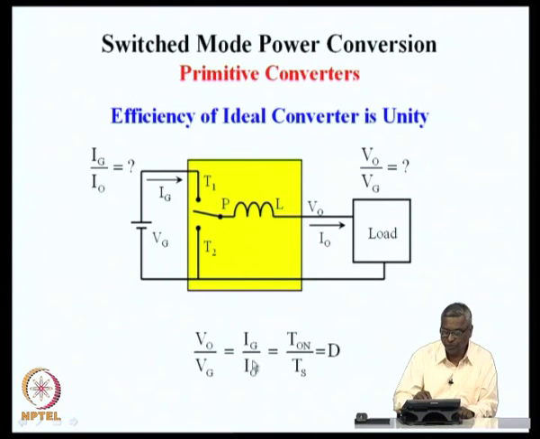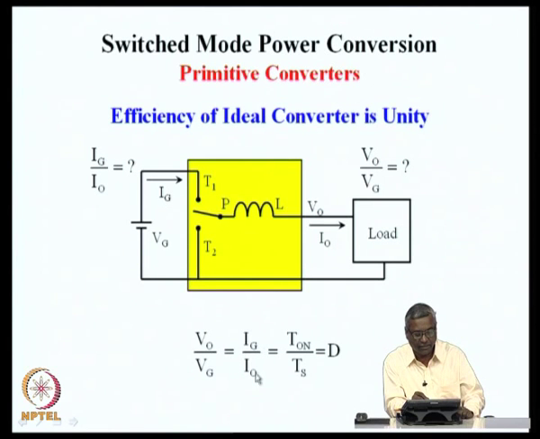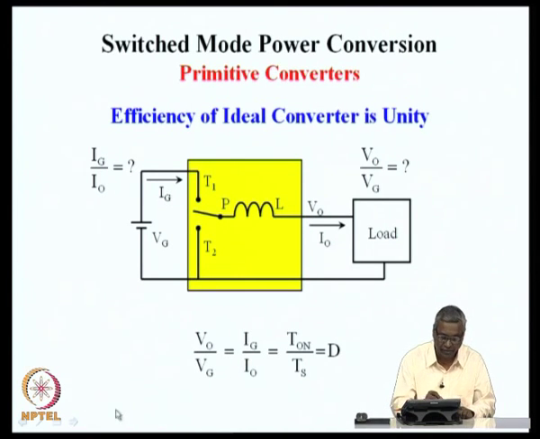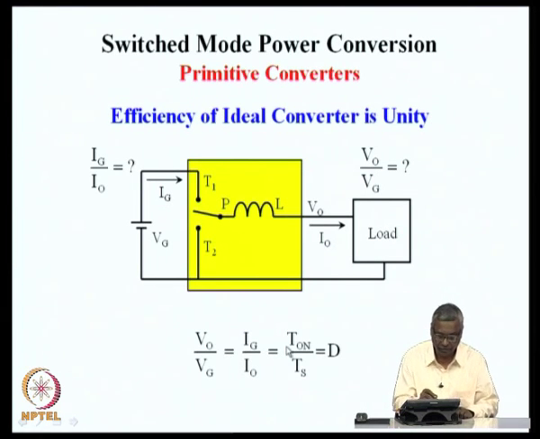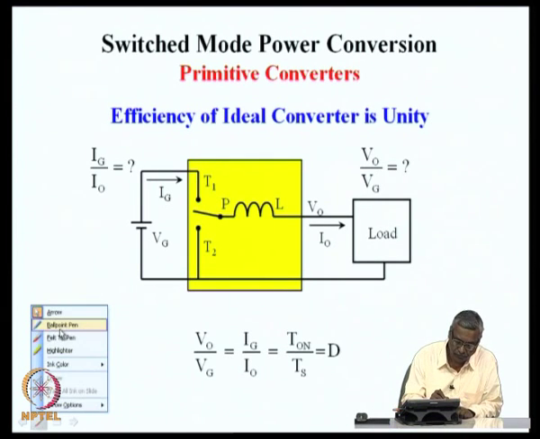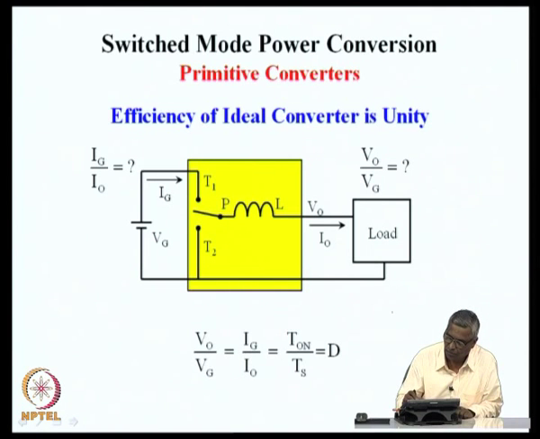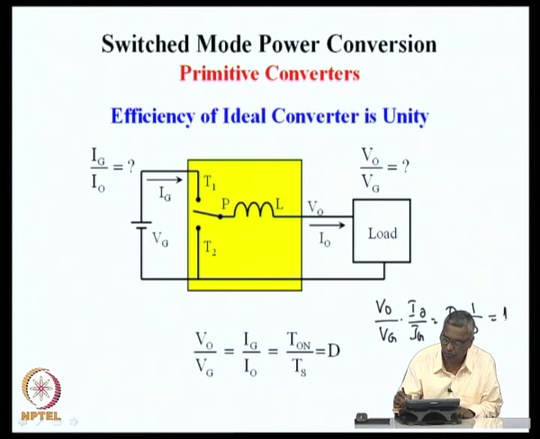If you invert this Ig by I naught as I naught by Ig and multiply by V naught by Vg, what we will get will be the total output power of the converter in relation to the input power of the converter. V naught by Vg multiplied by I naught by Ig is the same as d into 1 by d, equal to 1.